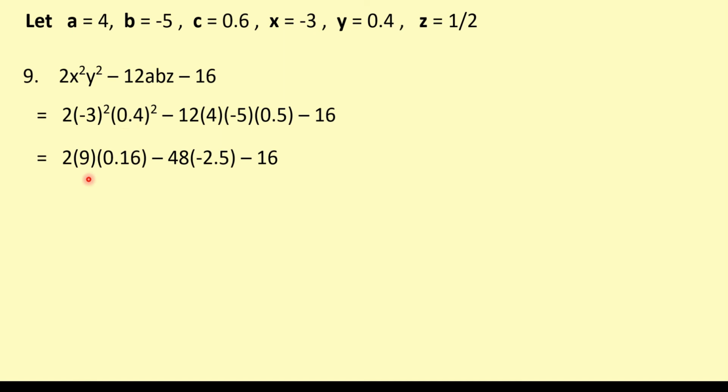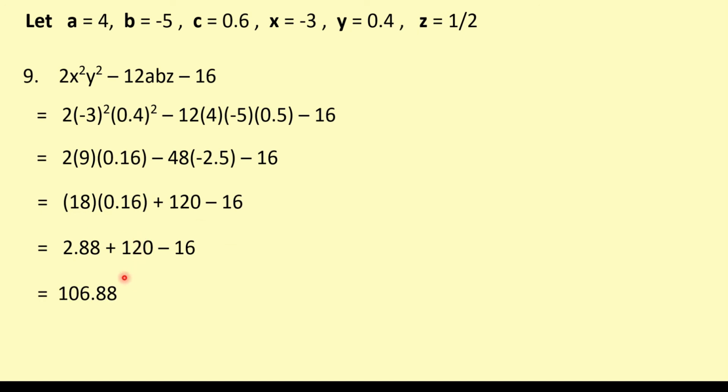2 times 9 is 18. Then negative 48 times negative 2.5 is 120. 18 times 0.16 is 2.88 plus 20 minus 16. Simplify natin itong tatlo. Result is 106.88.